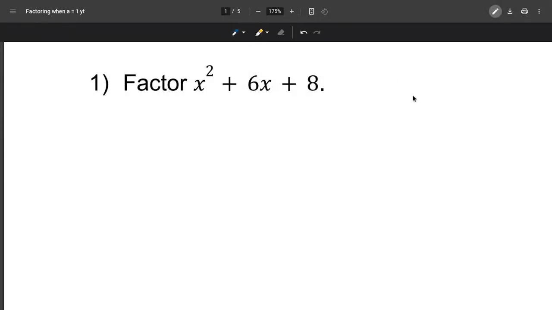In this video I'm going to show you how to factor quadratics where a is 1. And what that means is the number in front of x squared is 1. And because the number in front of x squared is 1, we won't even write the number there. You'll just see x squared.